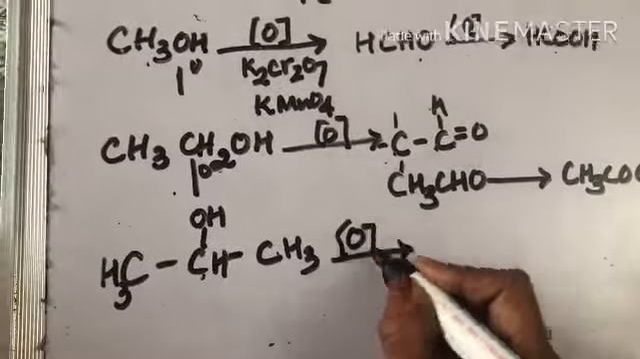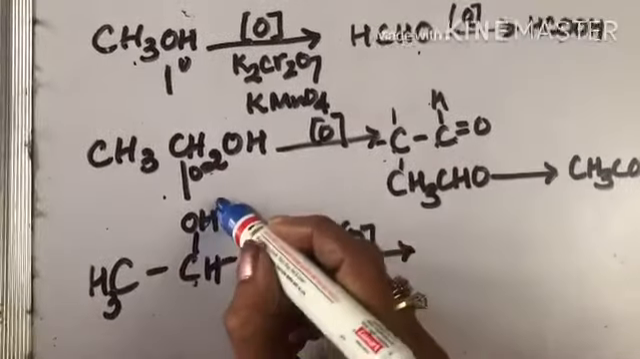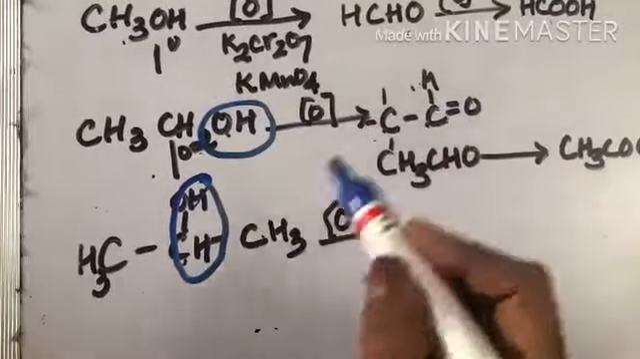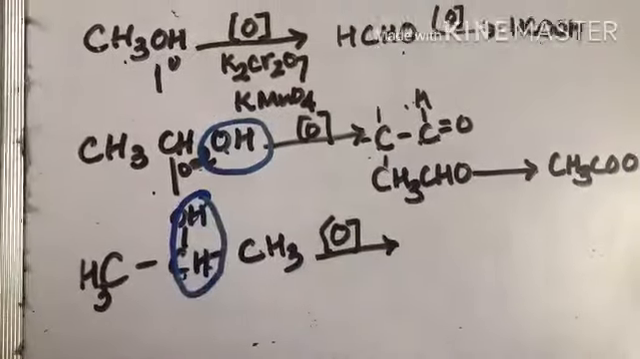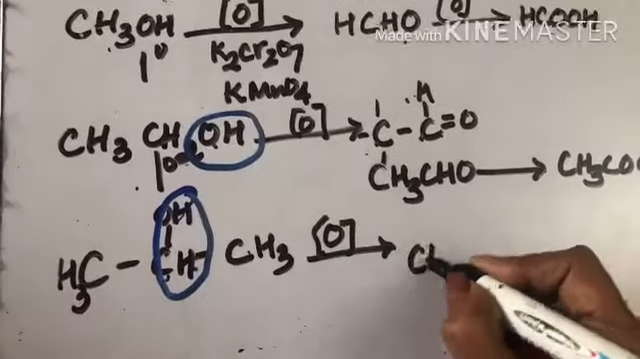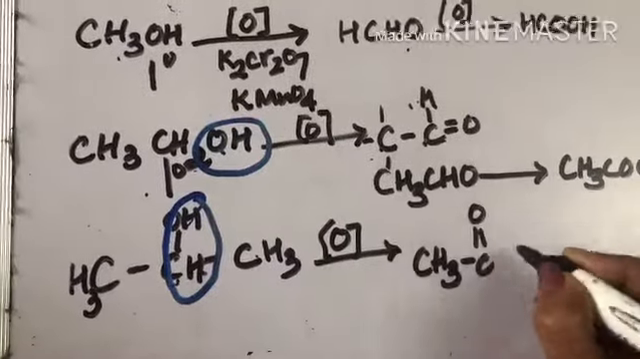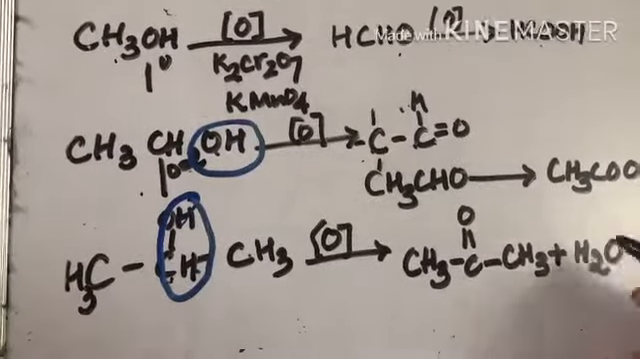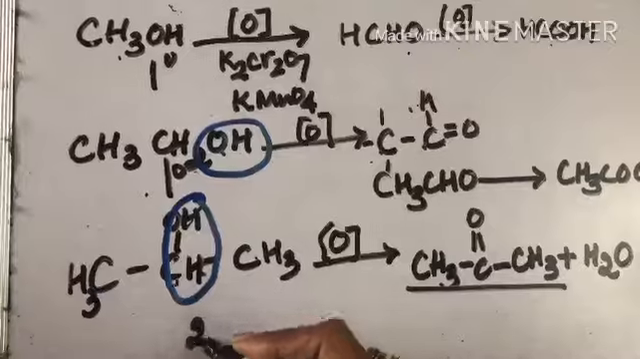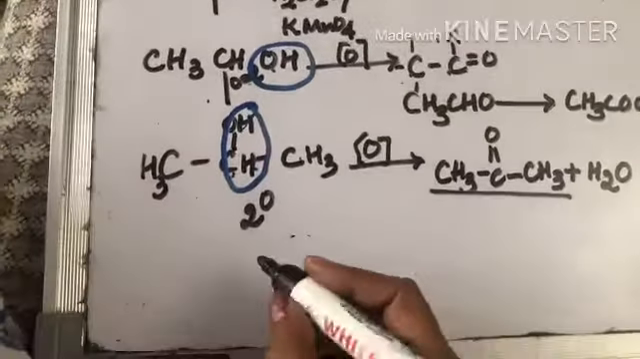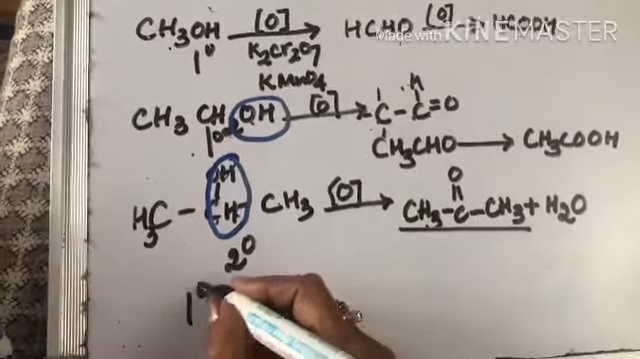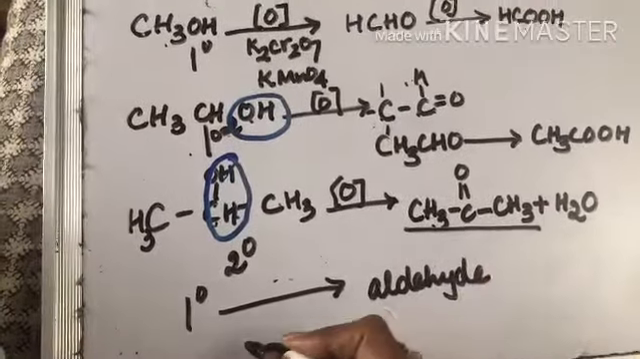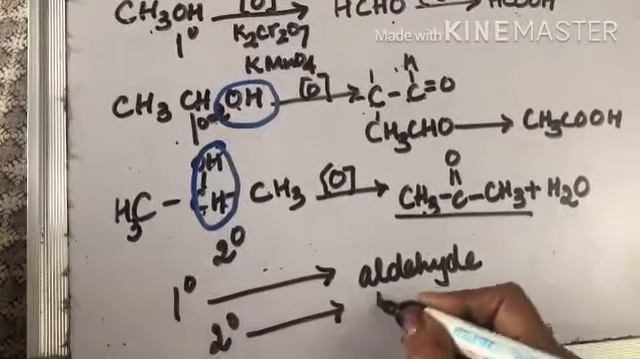On oxidation, you know that oxidation takes place always at the functional group. This was the functional group which changed into CHO. So I have to change CHOH into a ketone. My product becomes CH3COCH3 plus water. So ketones will be formed out of secondary alcohol. What we need to learn and remember is that primary alcohols give me aldehyde. A secondary alcohol always gives you a ketone.